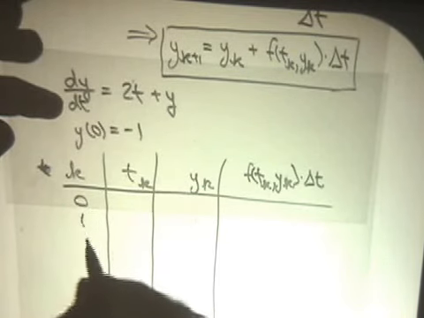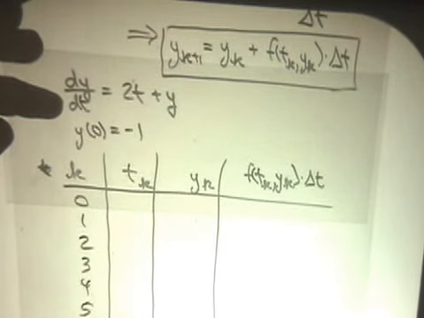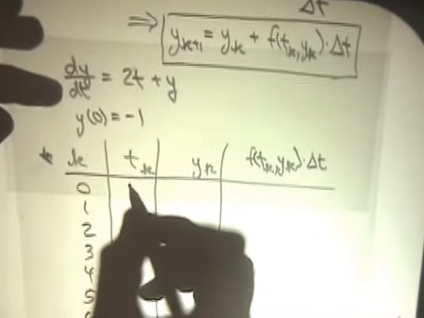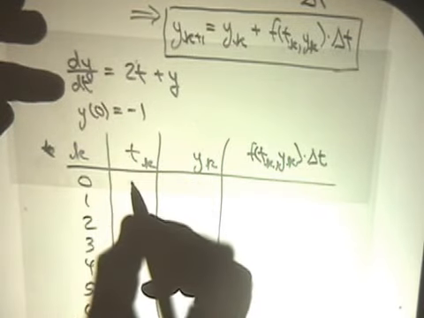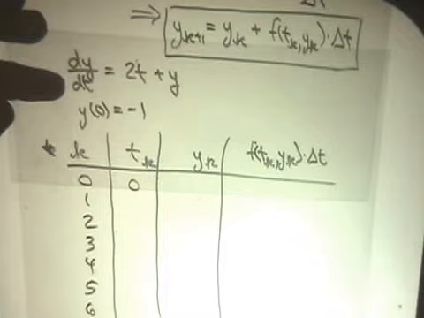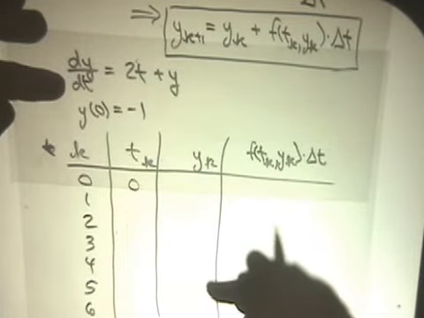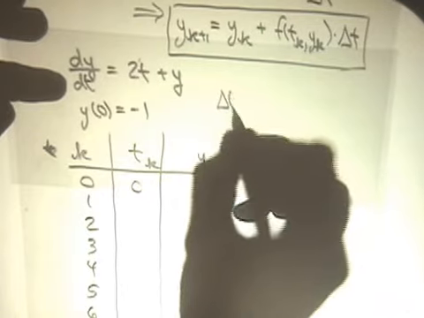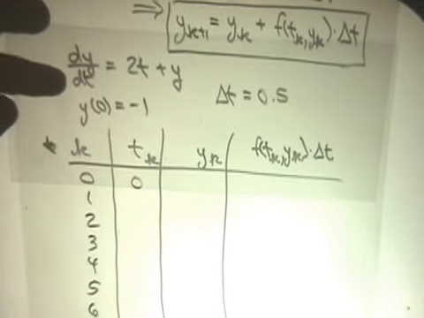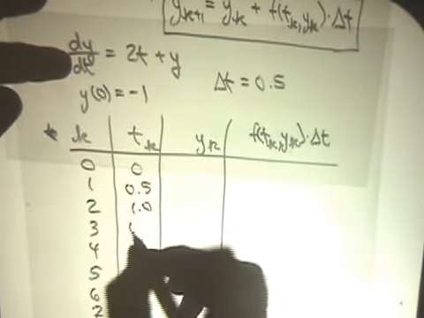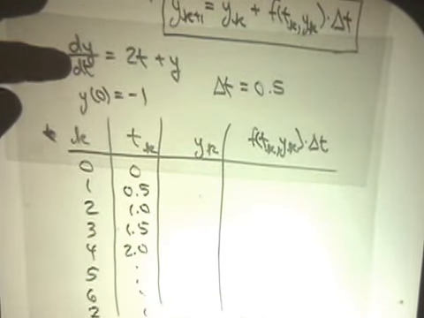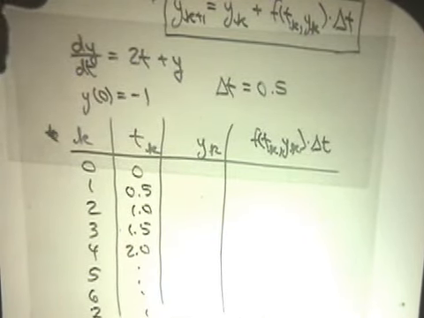First two columns are easy. k is an integer that starts at 0 and goes up by 1 each time. t sub k, well, I'm starting at 0. Again, I don't have to start at 0, though that's typically what's done. Not always, though. And it goes up by delta t each time. I need to have a value of delta t that will either be given to you in the homework problem, or you will need to decide on it on your own. I'm going to pick 0.5. t is going to go up by 0.5 each time. Like that. So those are the easy columns.